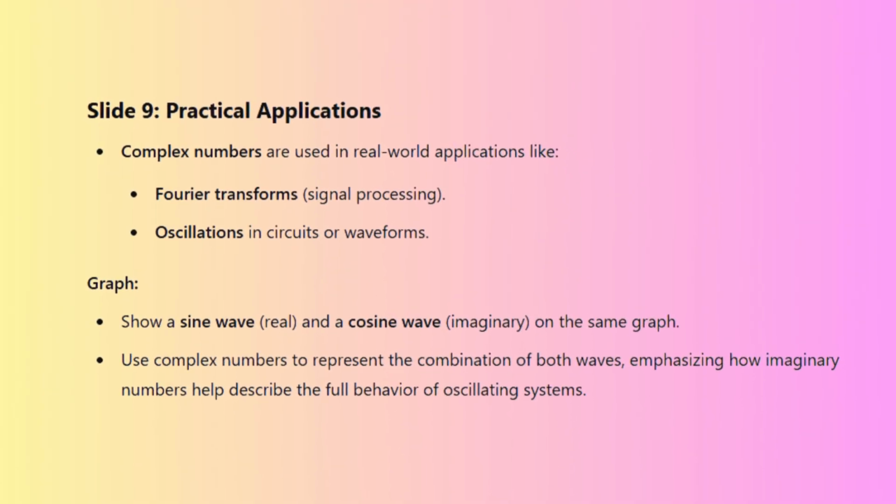Complex numbers are not just theoretical, they have many practical applications. One of the most important is in Fourier transforms, which are used in signal processing to analyze things like sound waves and electrical signals. Imaginary numbers also come into play when dealing with oscillations and rotations in physical systems, such as alternating current, AC, circuits or electromagnetic waves.